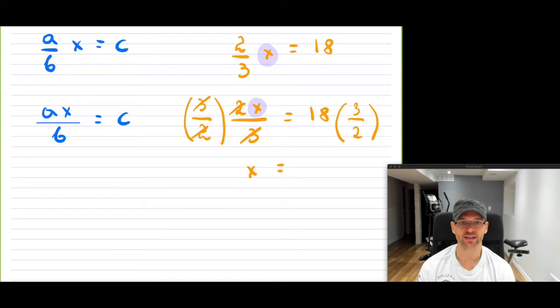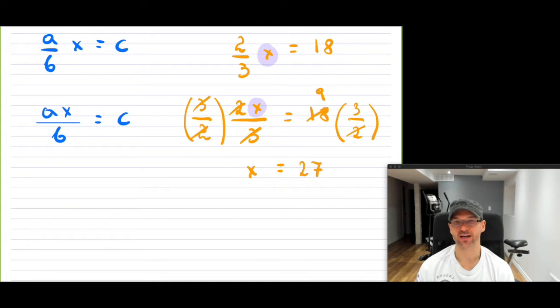So I have 18 and then it's multiplied by 3 over 2. So notice that the 2 actually goes into 18 9 times. So that's reducing, and 9 times 3 is 27. So I have an answer. I've solved for the x.